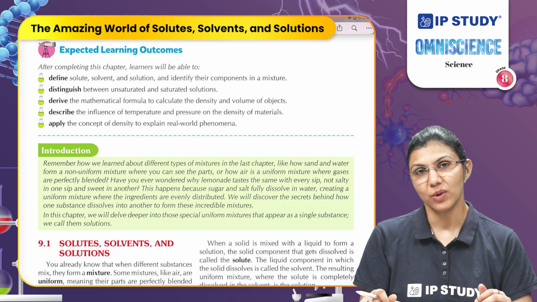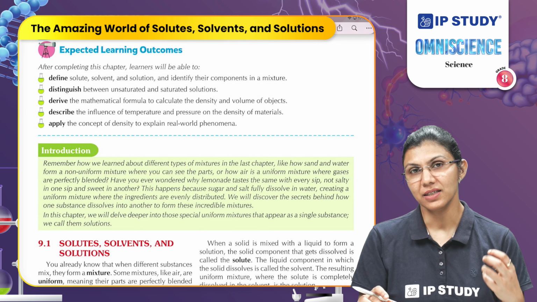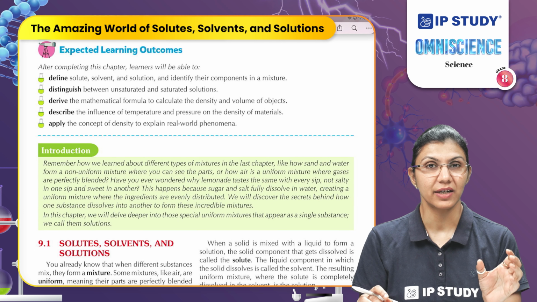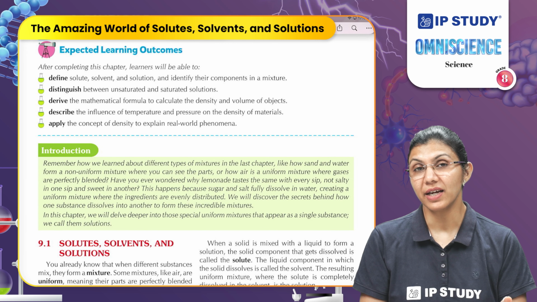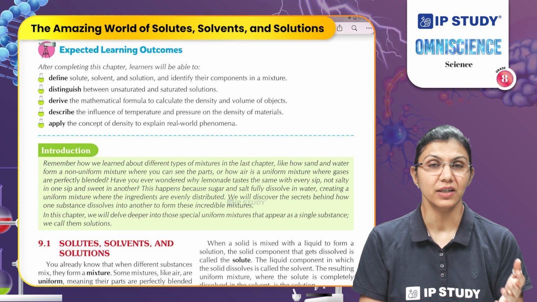So when you are dissolving sugar in water, the sugar is solute, the water is solvent, and after mixing this you are getting the sugar solution, which we get because of the solubility of sugar in water.